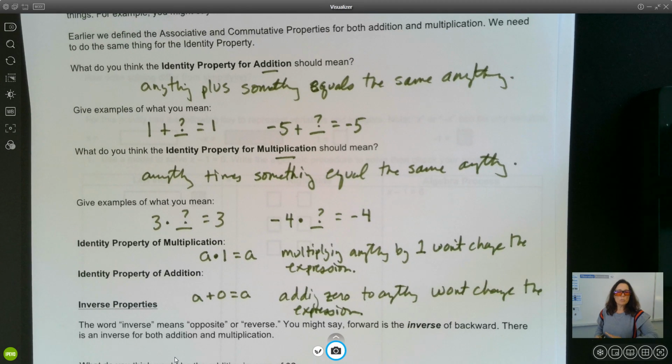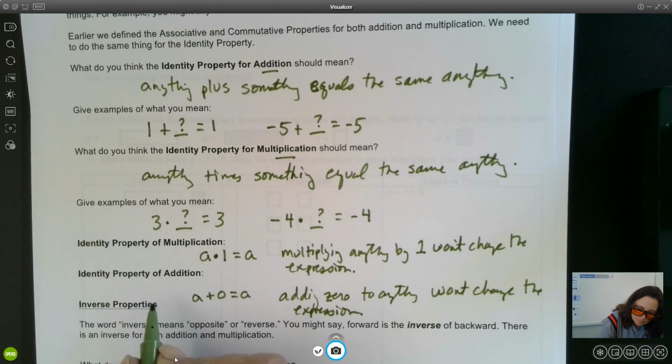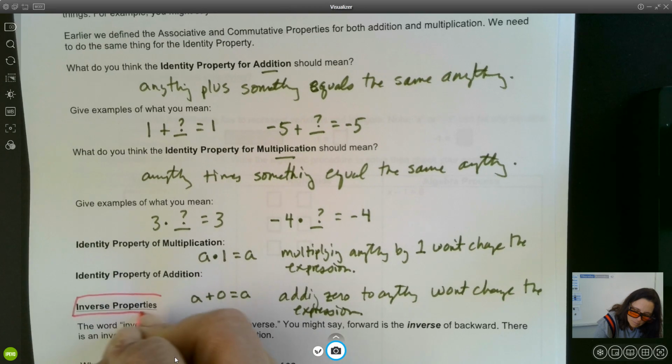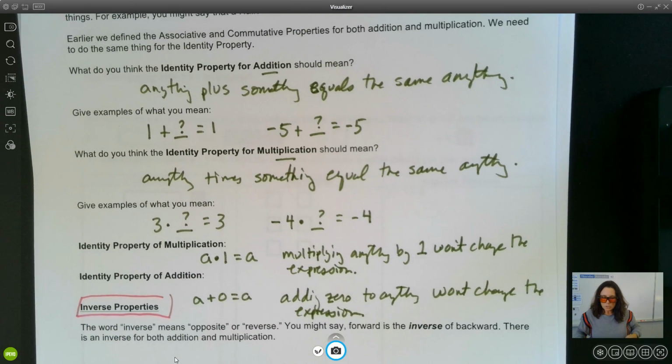Okay, so those are 2 properties that you'll need to add to the list with commutative, associative, and substitution. Okay, now we've got identity of addition and identity of multiplication. All right, let's talk about inverse. Inverse properties. The word inverse means opposite or reverse. You might say forward is the inverse of backwards. There is an inverse for both addition and multiplication.